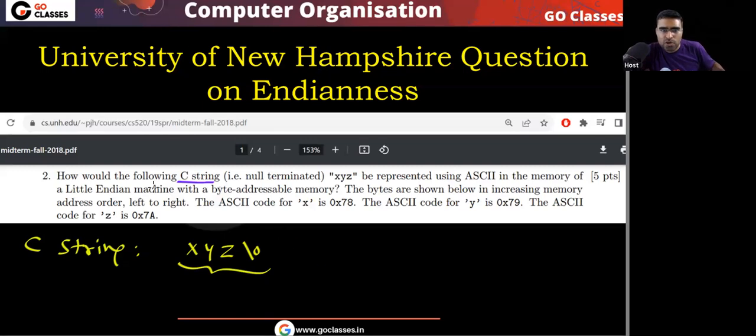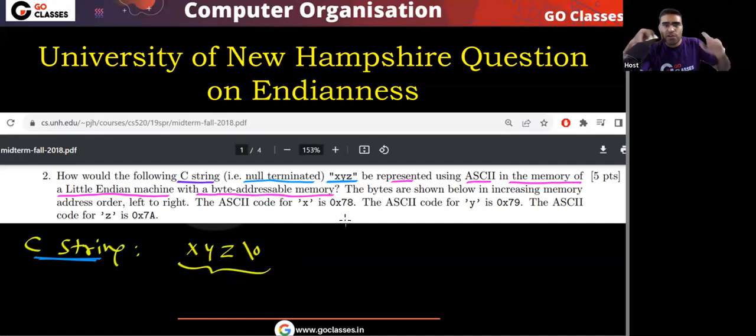You can see how would the following C string be represented, this C string is given to you and this is terminated by null. So basically this is your C string. Now, how would this string be represented using ASCII in memory? Read this question. This is a very nice question. How would this string be represented using ASCII in the memory of a little endian machine. Your system is little endian with byte addressable memory.